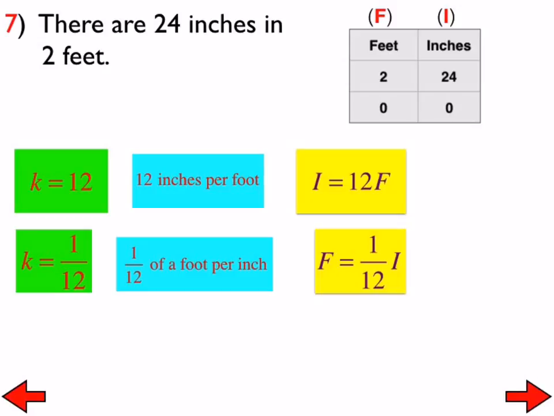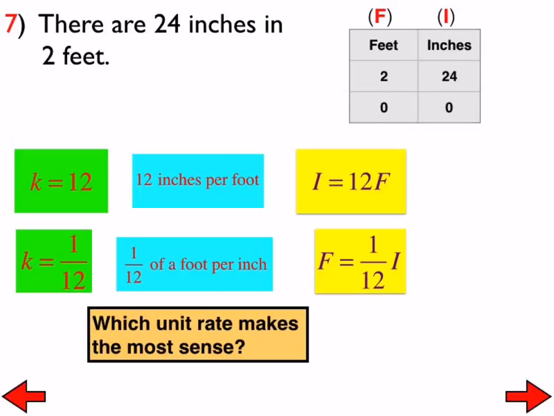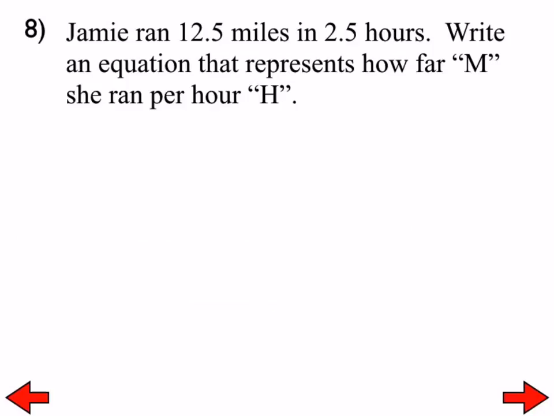Any questions about what we've done so far? Okay, so now we're just going to restrict it to a scenario, much like 5, 6, and 7. But we're just going to try and jump straight to the equation. So number 8 says Jamie ran 12.5 miles in 2.5 hours. Write an equation that represents how far in miles M she ran per hour H. Let's see if you can figure that out.